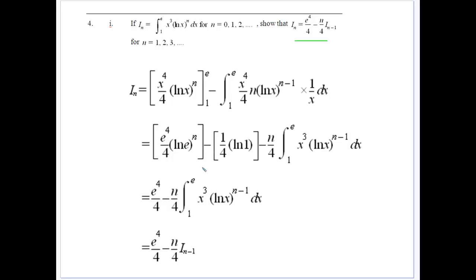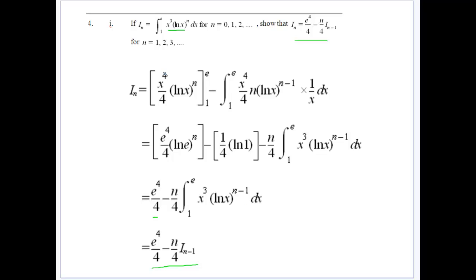Because natural log of e is 1, natural log of 1 is 0, so then we just get e to the power of 4 over 4, so that's where that comes from. That's nice. And we can take our n on 4 out, that's our constant. We got x cubed natural log of x to the power n minus 1, which if we look at that expression, well, that's very close. That's I of n minus 1 there. So that's where we can come down, and we've reduced our expression down to that.